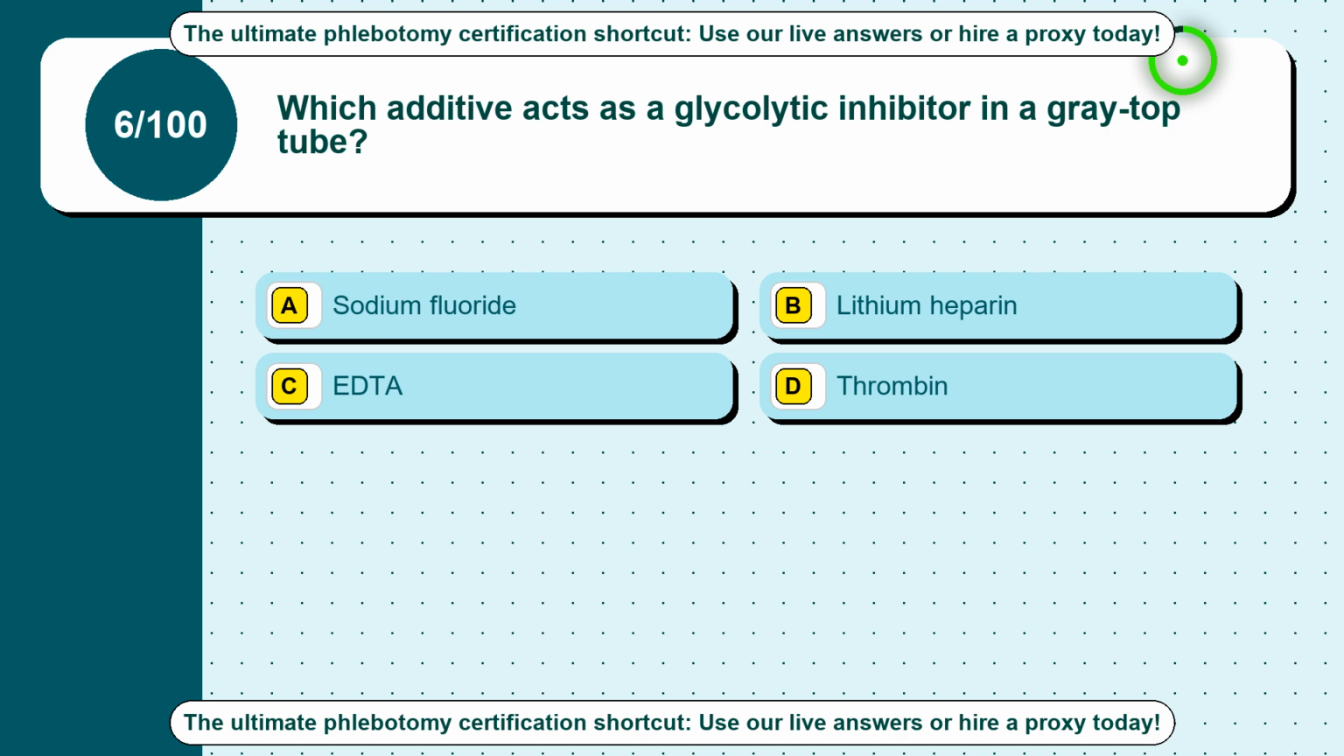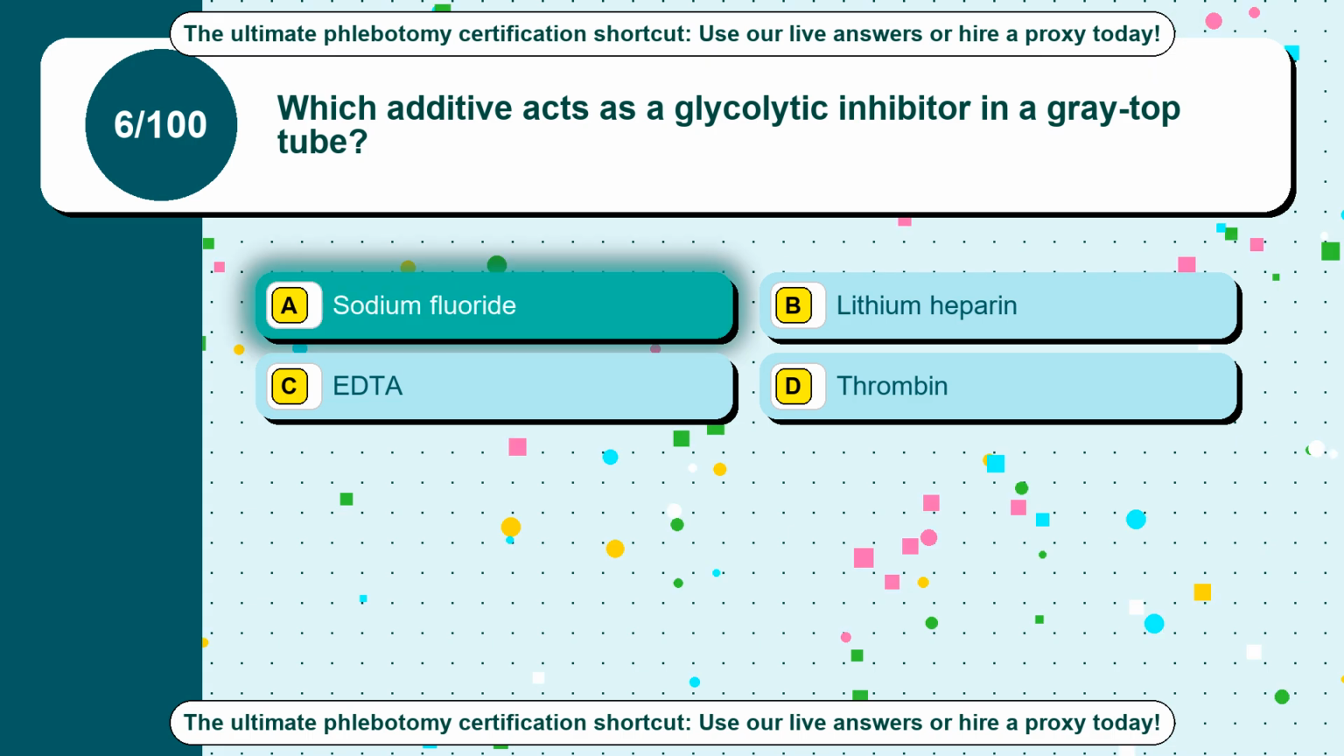Question 6. Which additive acts as a glycolytic inhibitor in a gray top tube? Option A. Sodium fluoride. Option B. Lithium heparin. Option C. EDTA. Option D. Thrombin. The correct answer is option A.